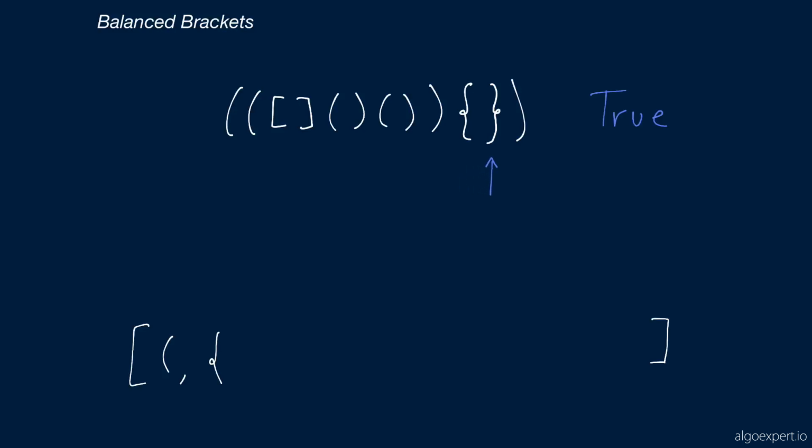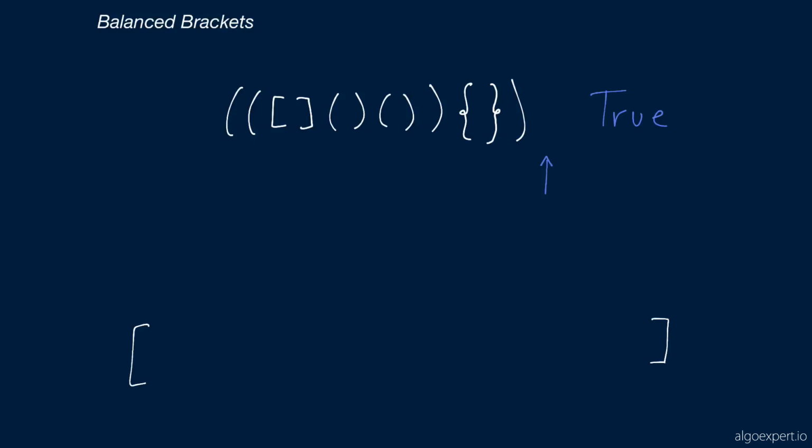We've got a closing squiggly bracket, and the last value in our stack is an opening squiggly bracket, so they match. And finally, we move to the last value in our string, and it is a closing round bracket, and we've got an opening round bracket in our stack. So we pop it, and we erase it because it matches. Now, it's important to note here that we're not done. Now we're done iterating with the string, so we can move this arrow out of the string.